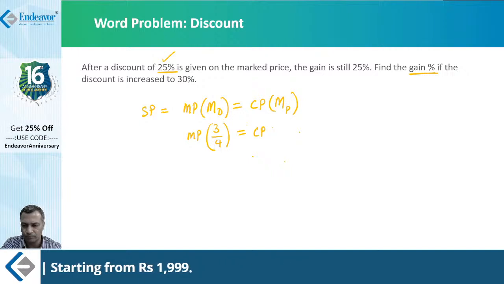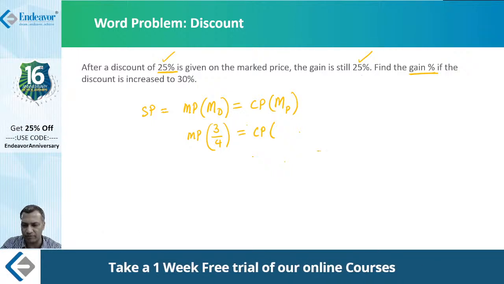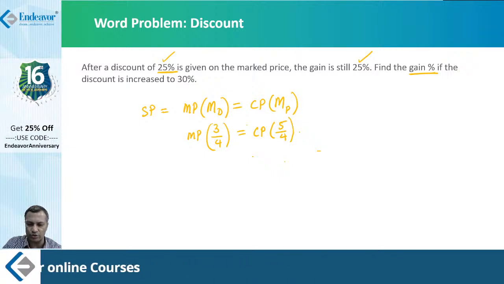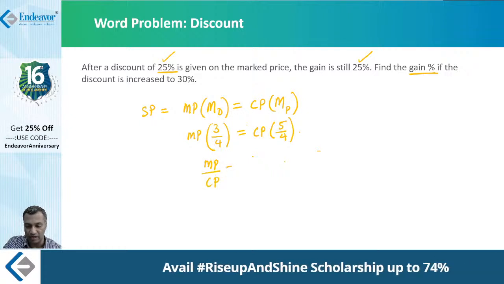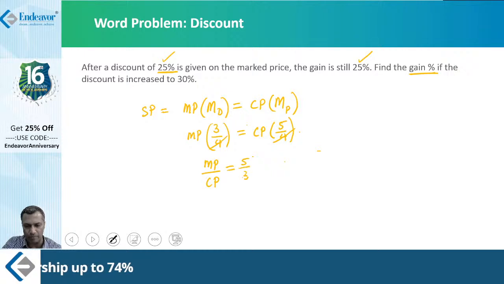Cost price. What is the multiplier related with the profit? 25% profit. What do you mean by 25% profit? You write this as 5 by 4. What is the ratio? Mark price divided by cost price. I told you the importance of ratio in profit and loss. Therefore mark price divided by cost price, 4 and 4 cancel. Mark price divided by cost price is 5 divided by 3.